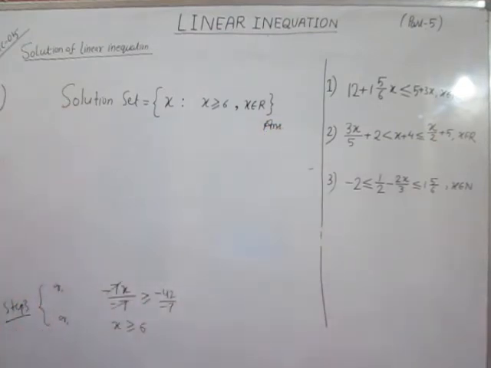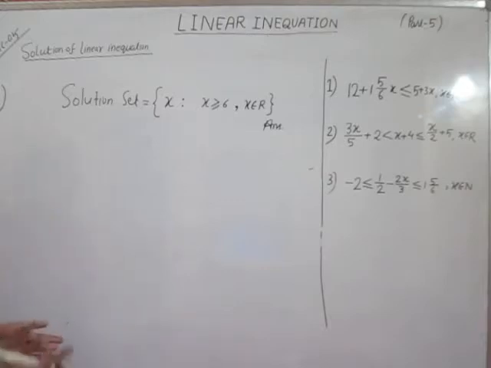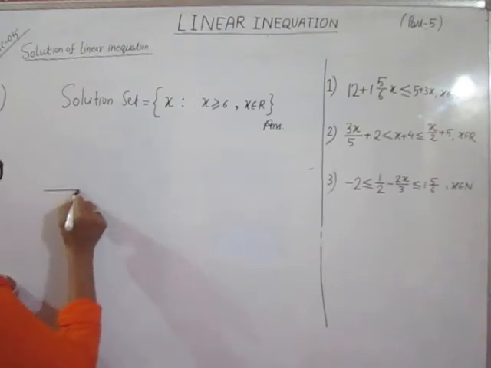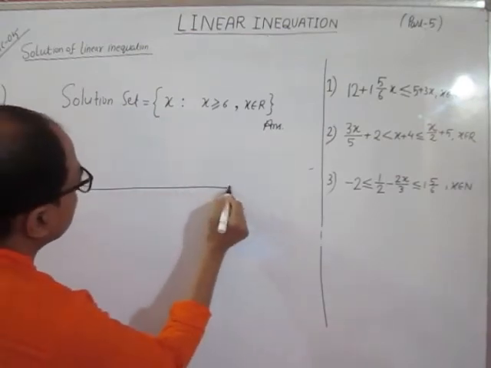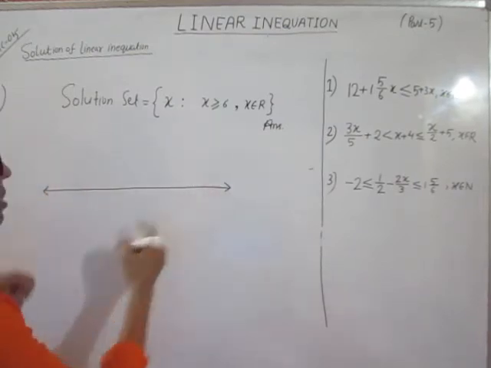Now in the question, if it is given to represent this solution set on the number line, generally it is given. So, representation of this solution set on the number line. In part 3, I had already discussed how to represent the solution set graphically. Draw a number line, put arrows at both ends. These two arrows are important.